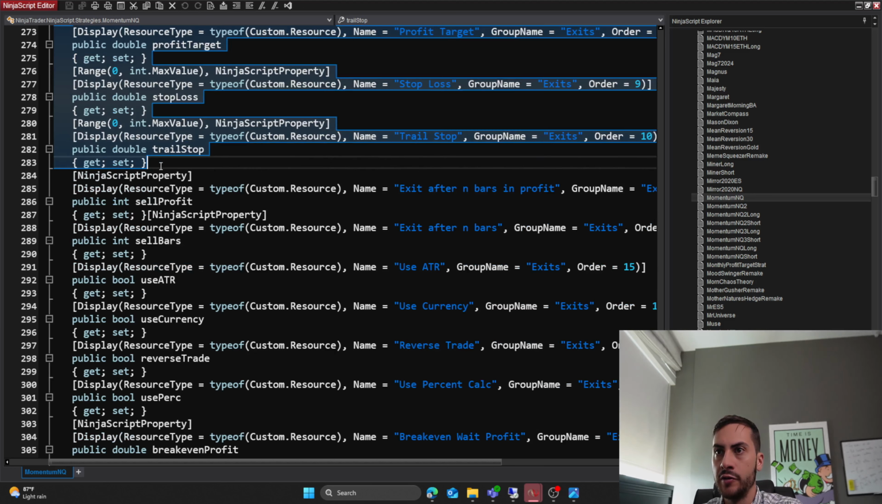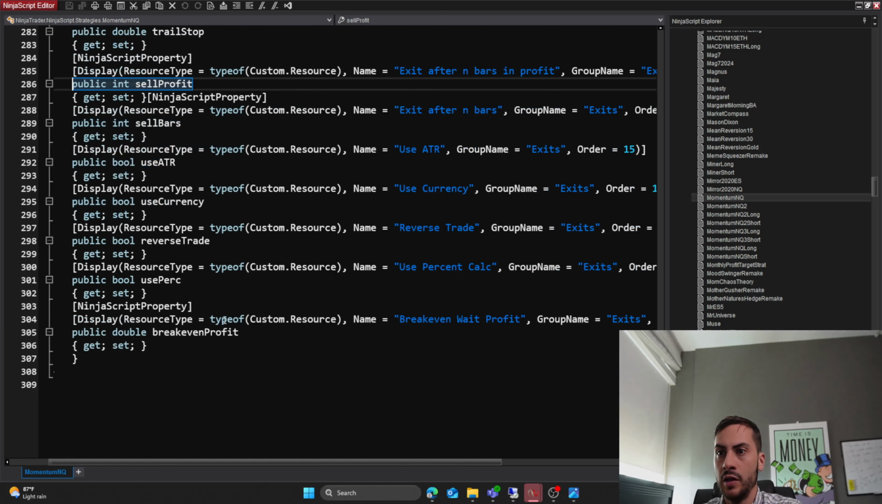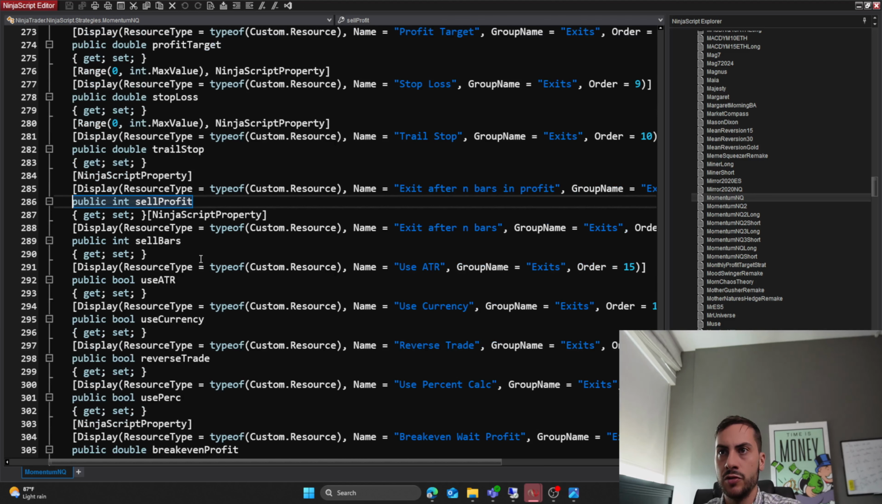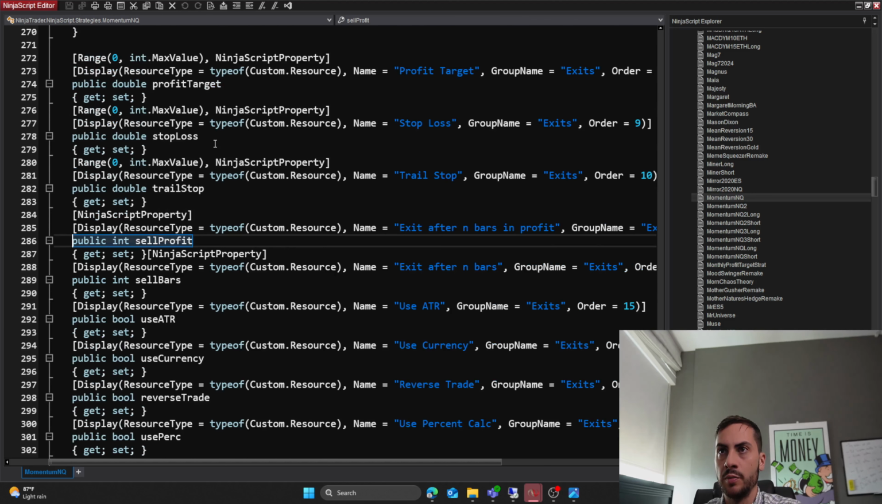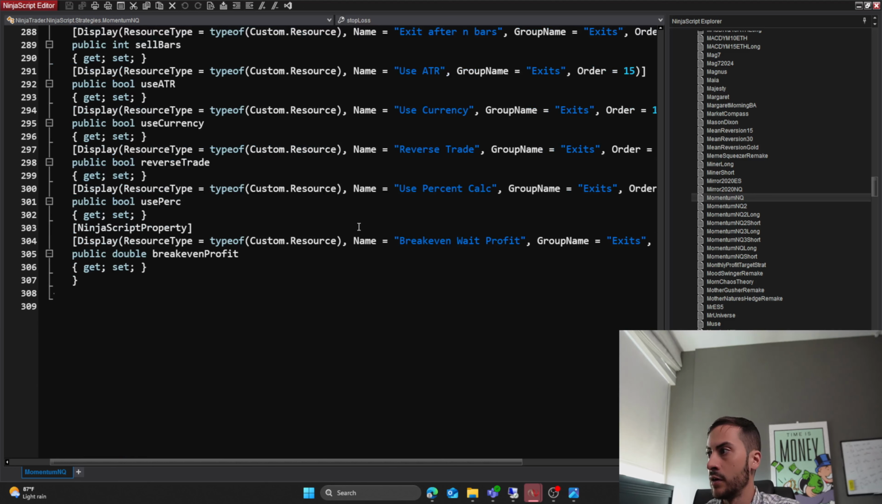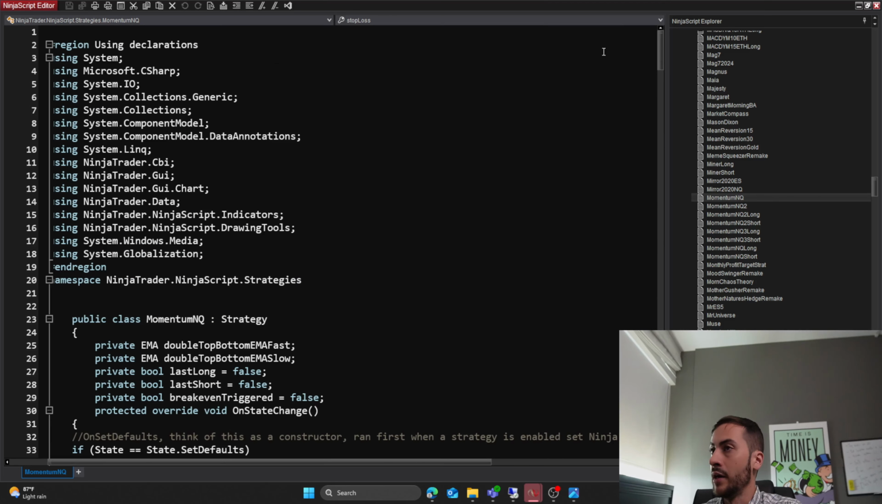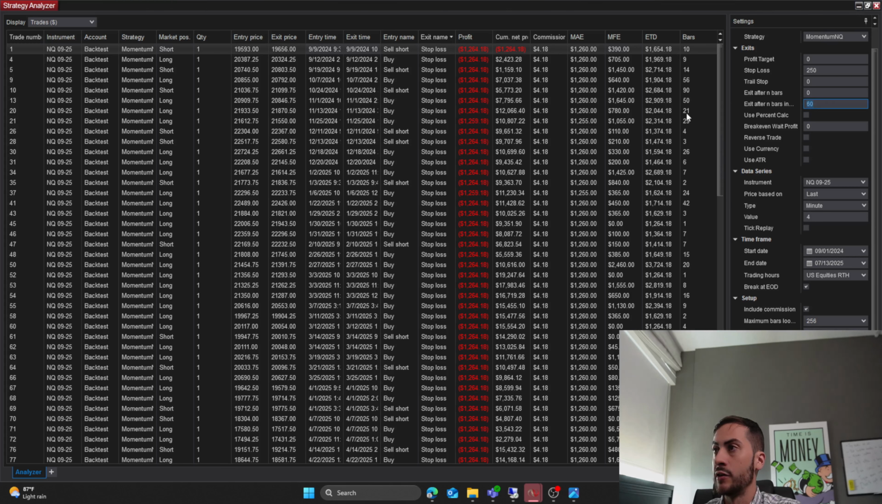So we have all of our values there. There's our sell profit. This is defaulted to 60. And then what else is used? Sell profit and stop loss, which is 250. And that's the end of our NinjaTrader C# code for NQ Momentum. So yeah, there we go. We talked about the source code, how it works.